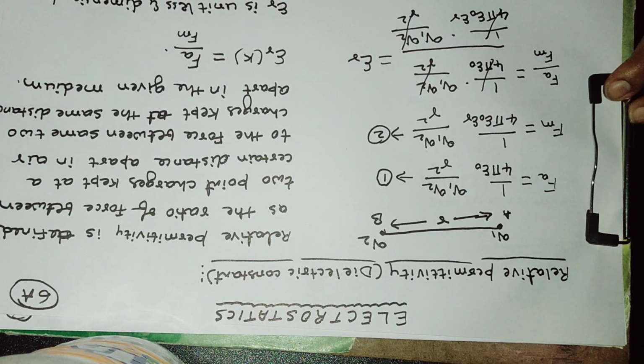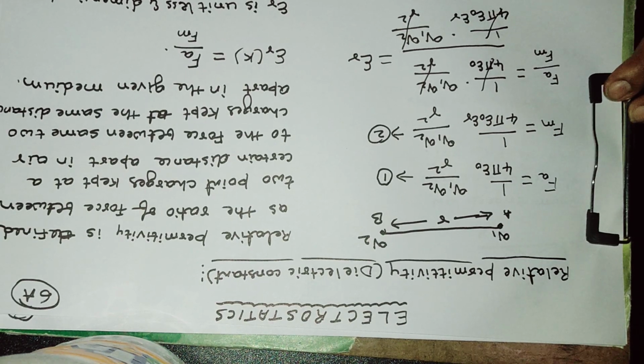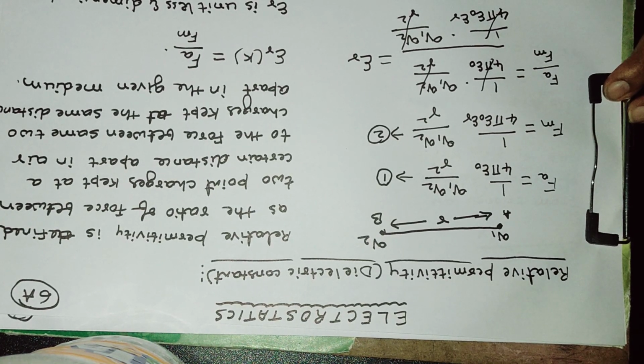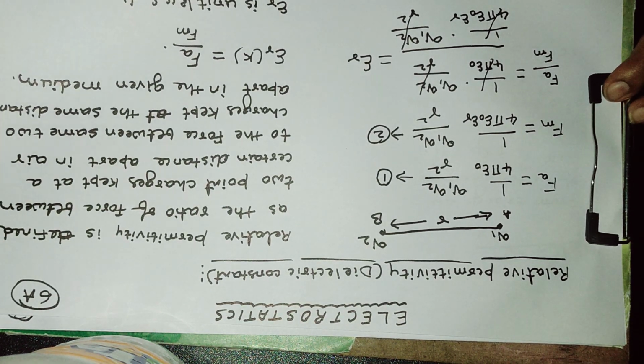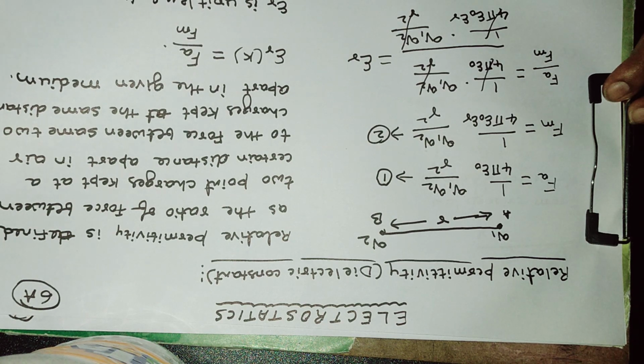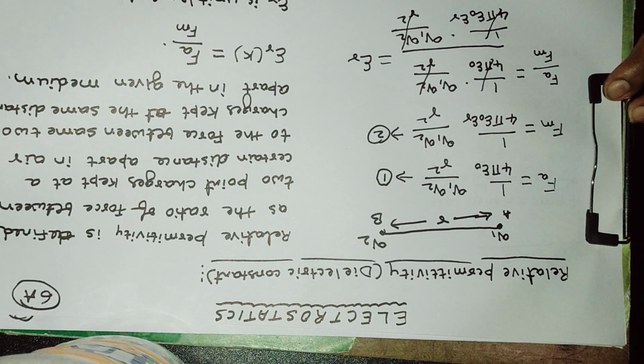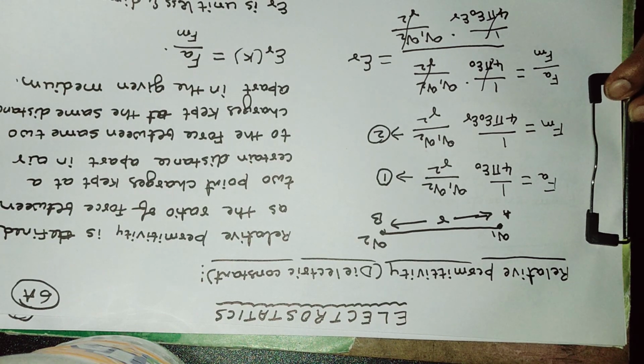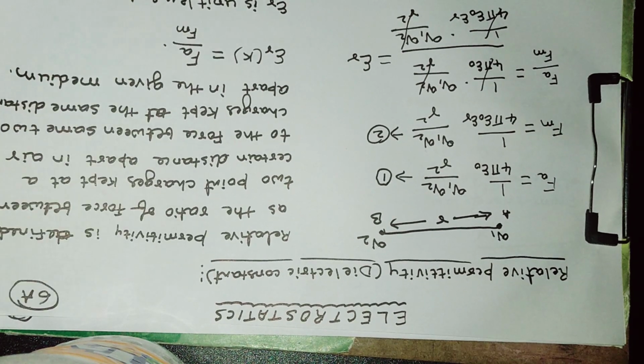Epsilon r would be greater than 1. So this is about relative permittivity or dielectric constant. Next to this, we have to write down Coulomb's inverse square law. We have to represent the force between two charges in terms of position vectors.